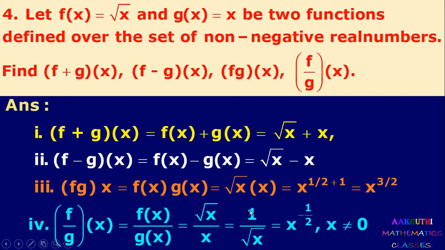1 by root x can be written as 1 by x to the power half. When you take x to the power half to numerator, we get x to the power minus half. So therefore 1 by root x is x to the power minus half. Here also x is not equal to 0. So therefore f by g of x is x to the power minus half.